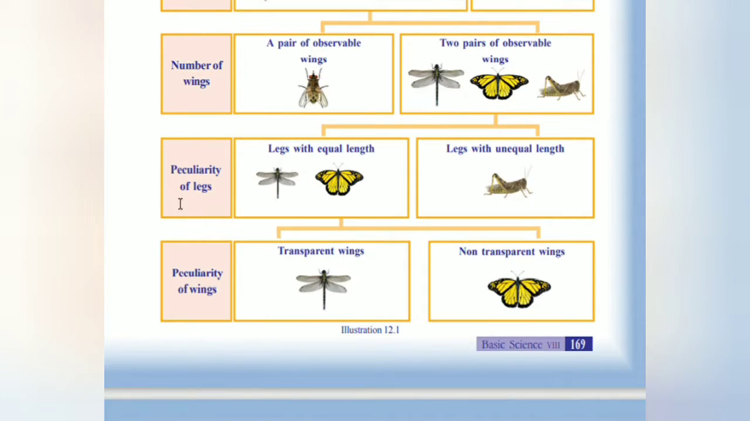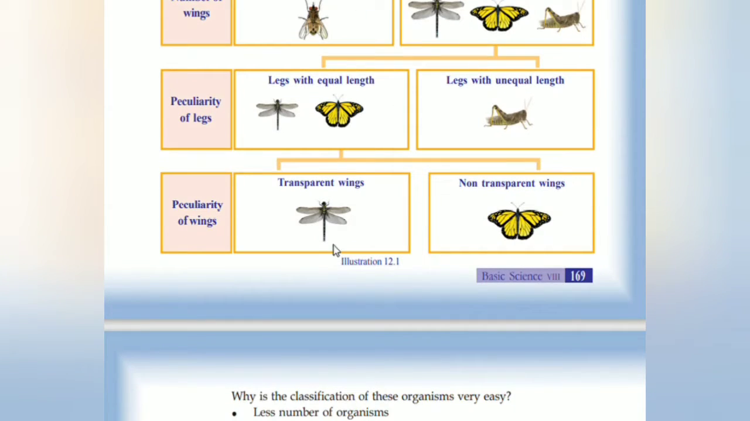Then the peculiarity of the legs: legs with equal length. If we are considering an organism, its legs will vary in length. Some will have equal length, some unequal length. Peculiarity of wings: transparent. Some insects have wings that can be seen through, whereas others have non-transparent wings. For example, a butterfly has non-transparent wings.